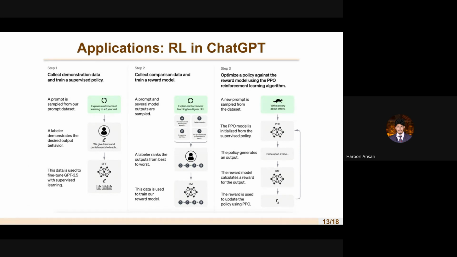So step one has nothing to do with reinforcement learning. It is purely supervised learning. We collect the data, in the form of a prompt and a response. They provide a prompt and fine-tune the model with the response. So after the training, we have a model that gives some response according to the given prompt.